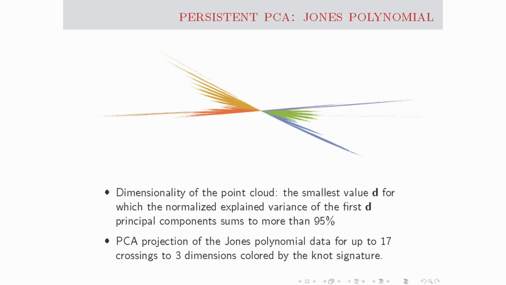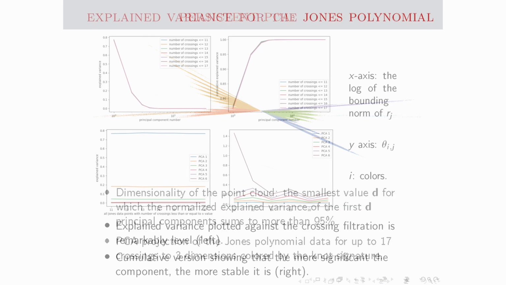Again, this is joint work with Mustafa Hajij and Jesse Levitt. If you look at the Jones polynomial data, I know that this doesn't look very three-dimensional, but this is a three-dimensional projection of a 51-dimensional point cloud. What we've decided to do is look at something we call the dimensionality of the point cloud: just the smallest value d for which the normalized explained variance for the first d principal components gives you 95% explanation. And it turns out that this Jones data goes from 51-dimensional to maybe 3 or 4, maybe 3, but maybe slowly growing.